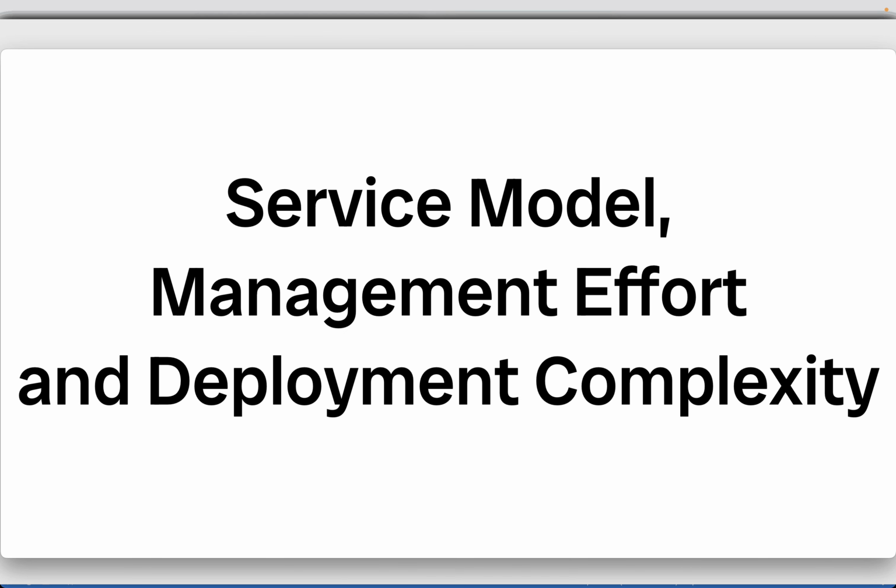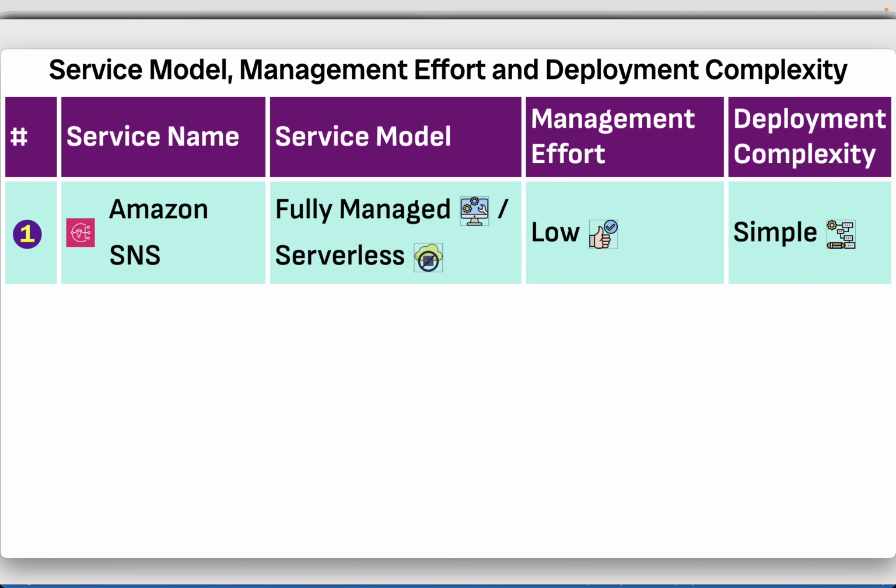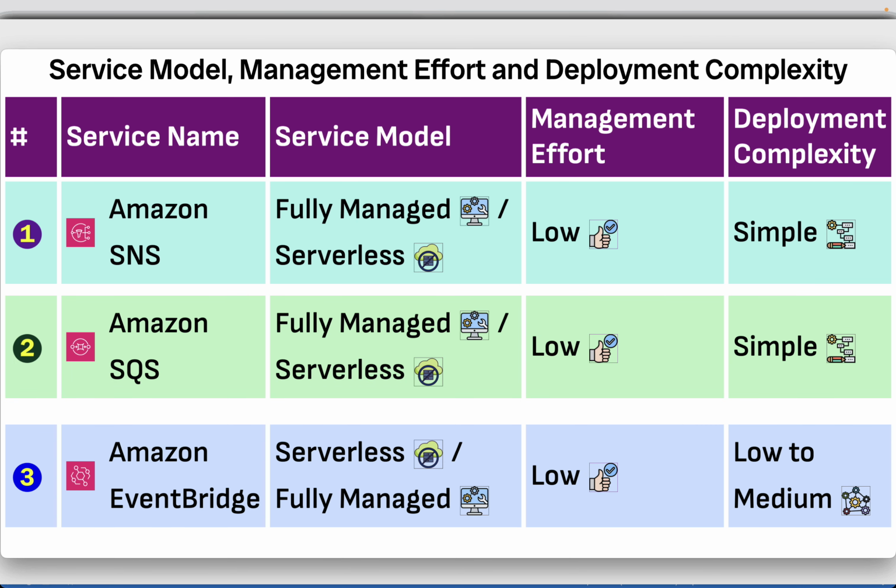So the next set of parameters that I will be comparing will be service model, management effort, and deployment complexity. So first we have, actually three, SNS, SQS, and EventBridge. These three services are serverless and fully managed. AWS handles the provisioning, scaling, patching, and availability automatically across multiple availability zones. This results in low management effort. Deployment is typically simple, often involving API calls or console configuration.